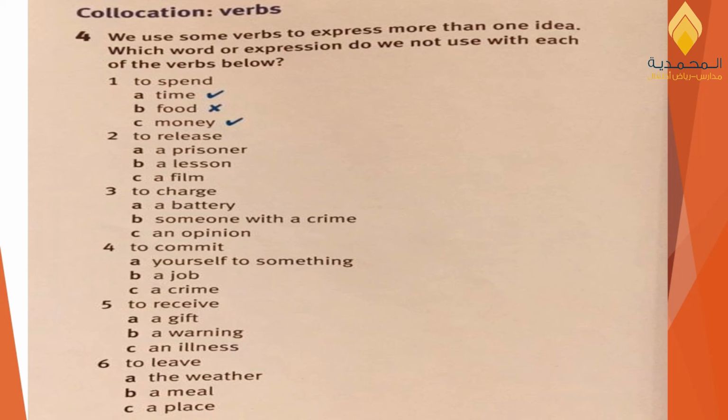What do we release? A prisoner, a lesson, a film. Yes, we released a prisoner. That means he got out of prison. That means he finished his sentence or his punishment. We release a film is when a company starts showing that film in cinemas.